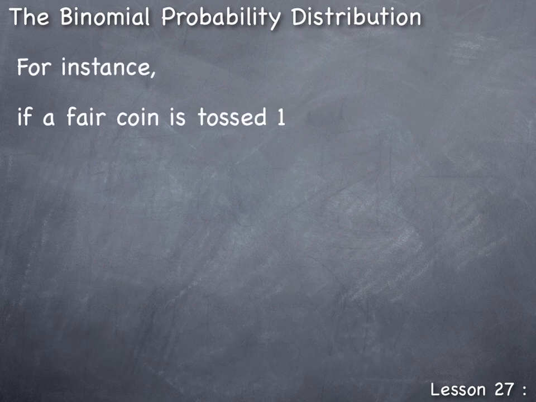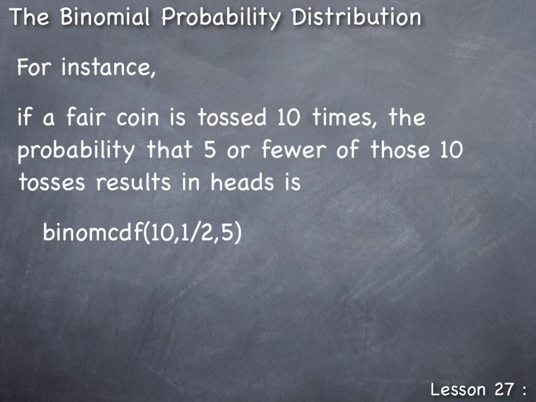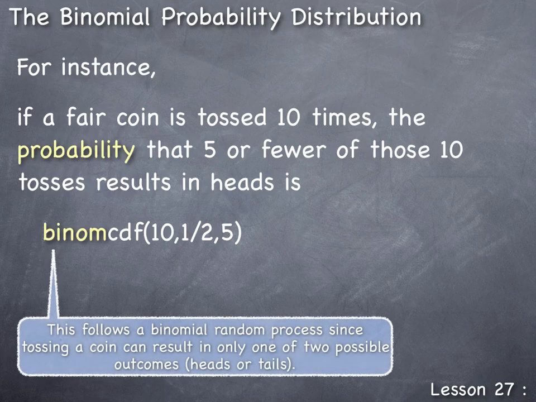For instance, if a fair coin is tossed 10 times, the probability that 5 or fewer of those 10 tosses results in heads can be calculated by using the binomcdf command 10, 1/2, 5 on the TI-84 calculator. Here, the binom command is used because this follows a binomial random process, since tossing a coin can result in only one of two possible outcomes, heads or tails. And because the question is what's the probability that 5 or fewer of those, that is, the value of the random variable x needs to be less than or equal to 5, we use the binomcdf command.